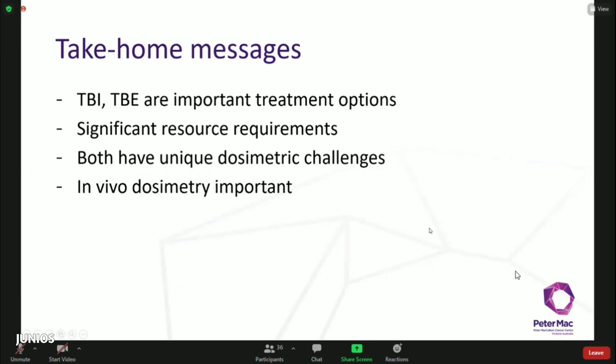So some take-home messages from this session. TBI and TSEBT are very important treatment options for our patients. They do both have some significant resource requirements, but also some unique dosimetric challenges, which are, I think, exciting for us physicists in a way. But improved dosimetry, I would argue, is very important for verification for these techniques.